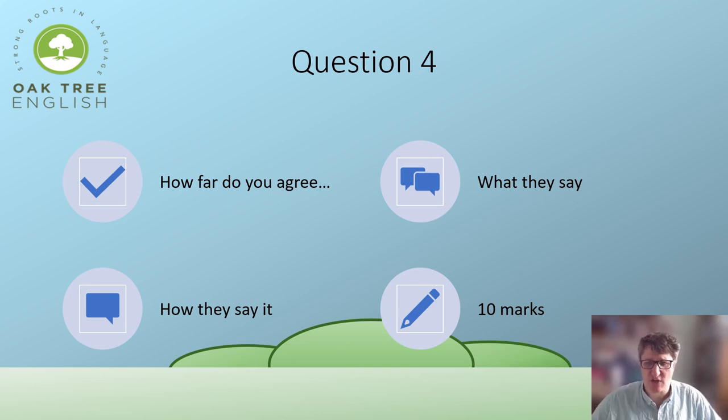So you should start off with your opinion: I fully agree, I somewhat agree, I partially agree, I totally disagree. And then you can back that up with three or more PEET paragraphs. That is point, evidence, explanation and technique. So how far do you agree? That's your point. What they say is your evidence, and also your explanation. How they say it is where you'll put in your technique. And that's how you will get your marks for that.